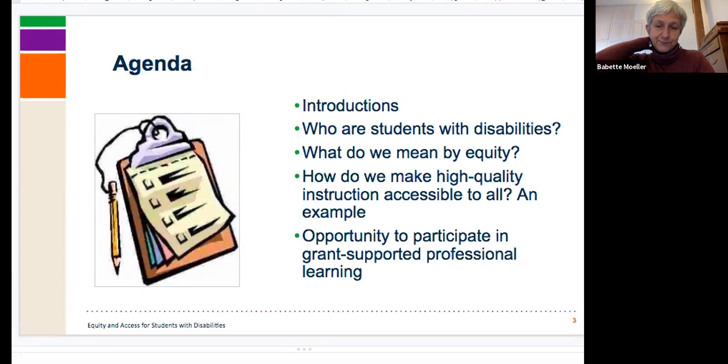And then we will mention to you an opportunity for participating in a grant-supported professional learning program. We have done some work already with schools in ROE 47, and we have 2 more years of funding, and we're hoping to continue our wonderful work in your area and hope to find more schools that are interested in working with us.